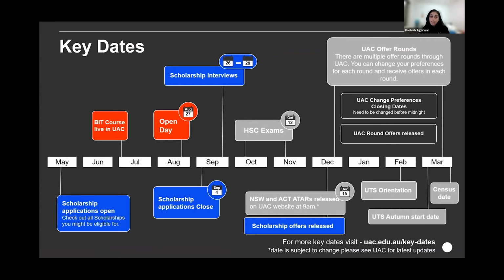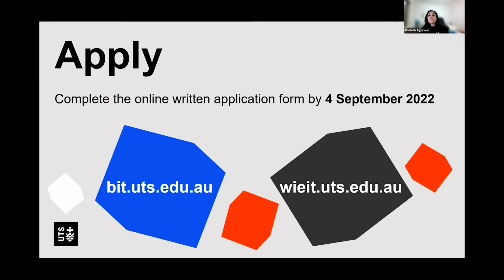So some of the key dates. In May, we have the scholarship applications open. Then the BIT course goes live in July. Then in September, the applications close and we have the scholarship interviews from the 26th to the 29th. In October to November, we have HSC. And then in December, we have the ATARs and the offers released as well. So those are some of the key dates. And then to complete the online written application form, please do it by the 4th of September, 2022. And also the applications will open next week and you can apply by going to bit.uts.edu.au.